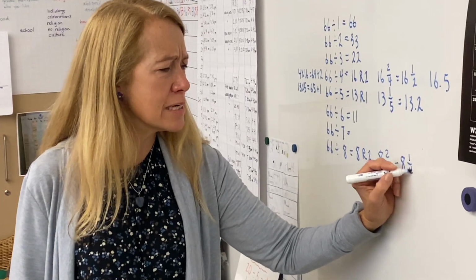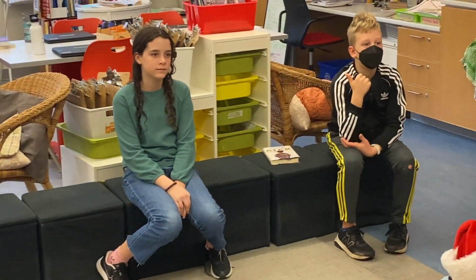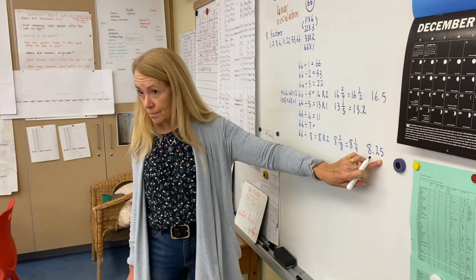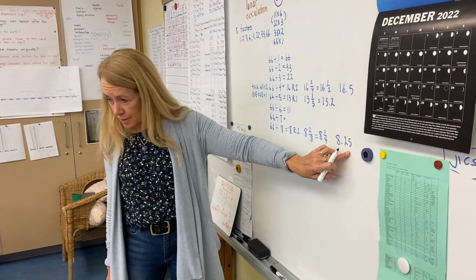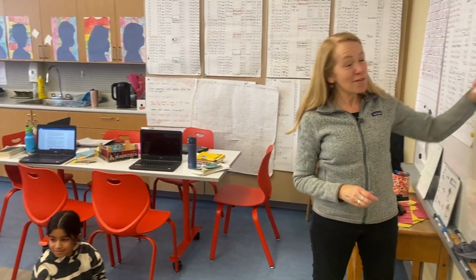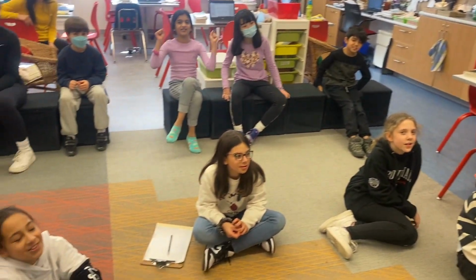Any idea what the decimal would be for a quarter? 0.25. Yeah, it's 0.25, because what does that mean, 0.25? It means 25 out of 100. Yeah, it means 25 hundredths, and a quarter is 25%, right? So everybody, finally, 100. We have been waiting for this.